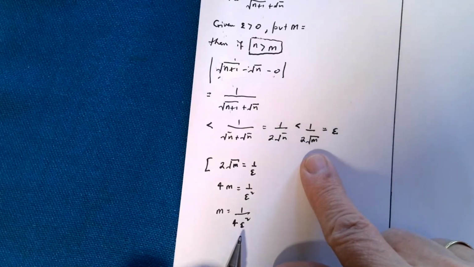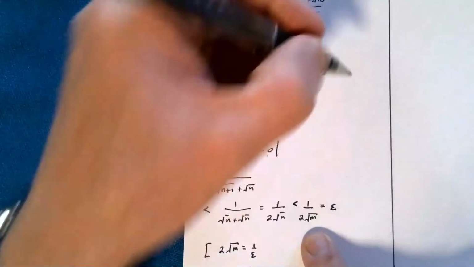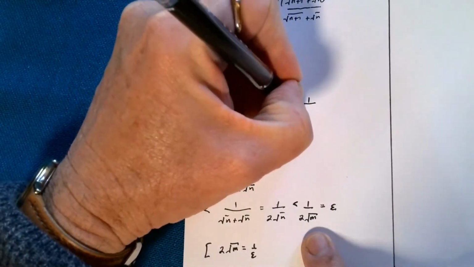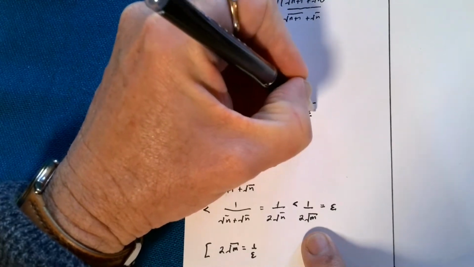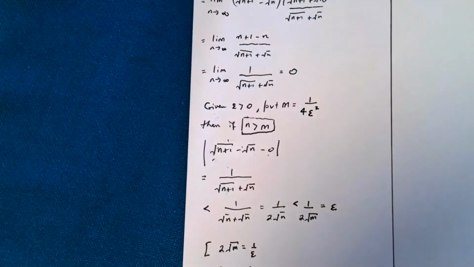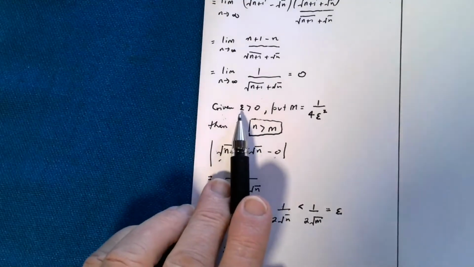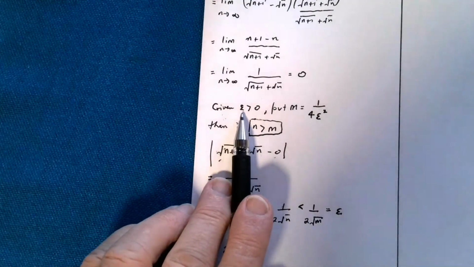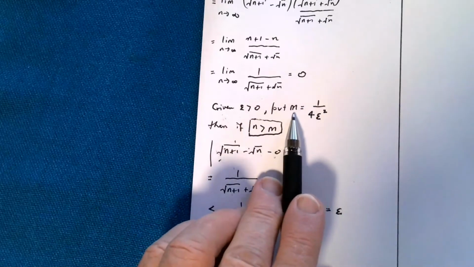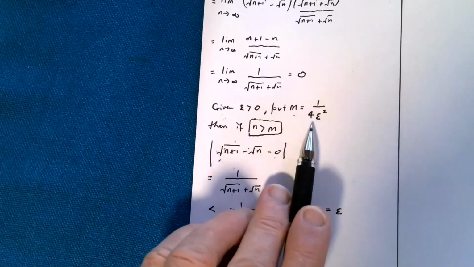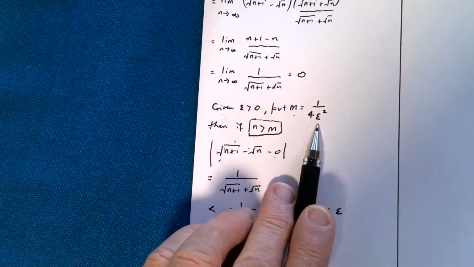And now I go back and I fill in the gap before anyone sees. I fill in what the m had to be. And again, just to check the logic, I tell you how wide the epsilon band is. It's epsilon. I have to go out as far as 1 over 4 times epsilon squared.